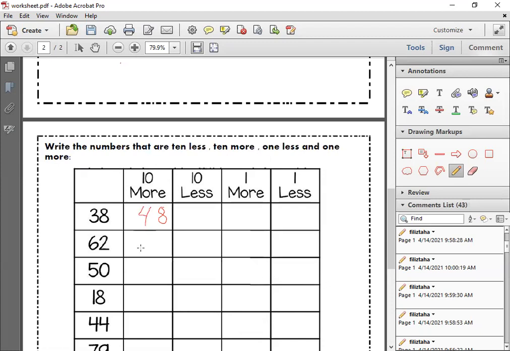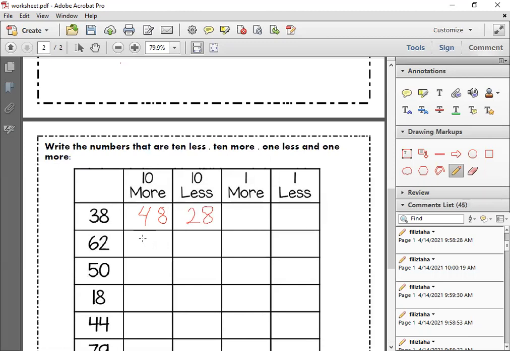Okay, 10 less. I want the number that is 10 less than 38, not 48. We are now working on the original number, which is 38. The number that is 10 less means we're going to work on the tens. The ones will be the same. We will not change the ones. So 10 less than 30 is the 10 that comes before 30, or the number that comes before 3, which is 2.